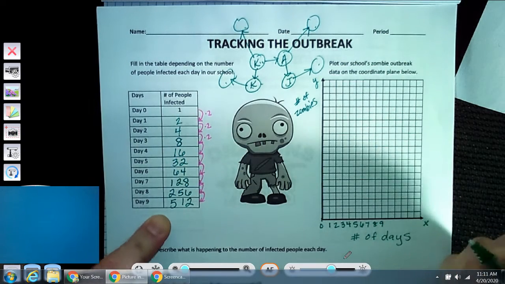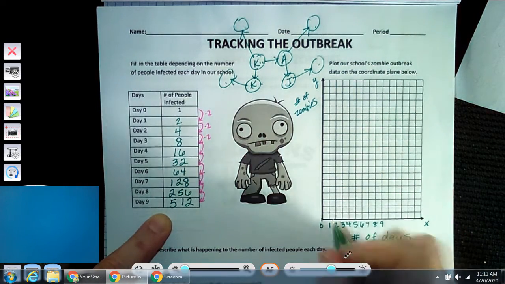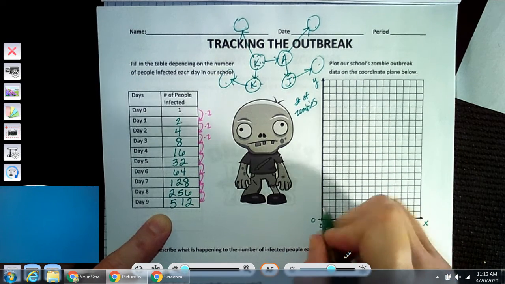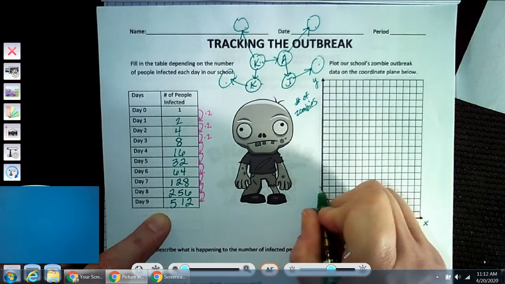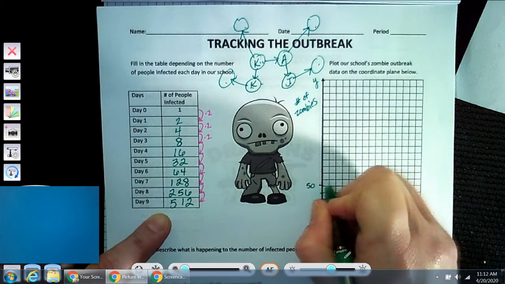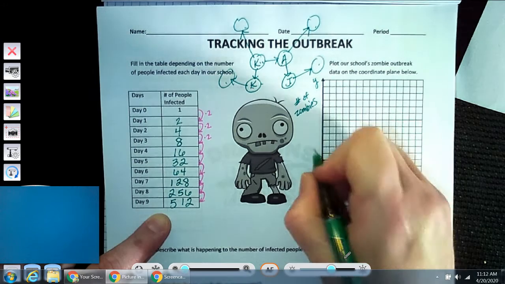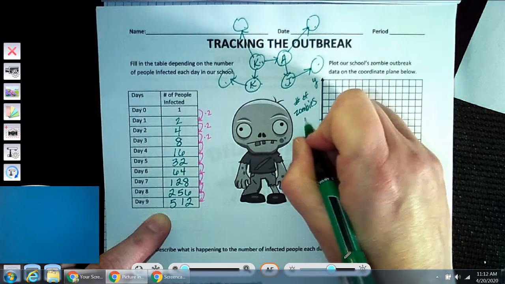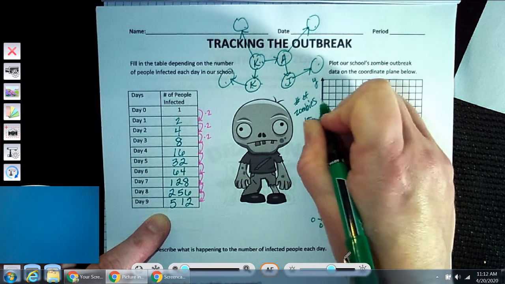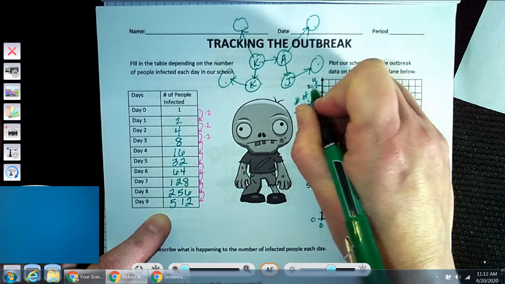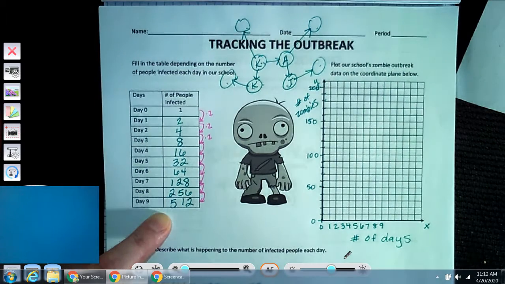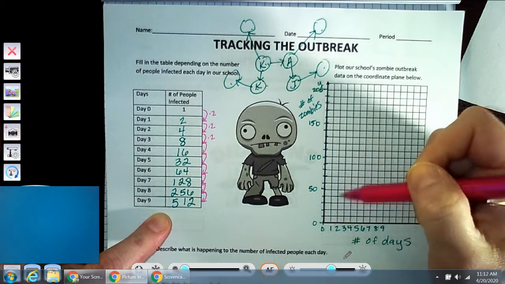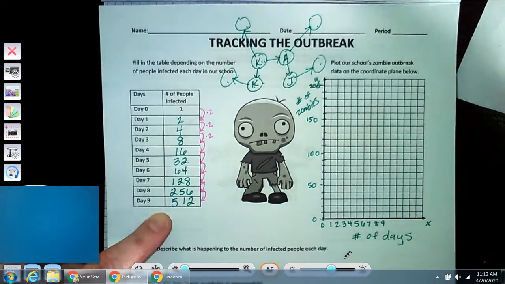Let's go by 10. That's not going to get us quite all the way up to the 512, but let's go 0, 10, 20, 30, 40, 50, 60, 70, 80, 90, 100, 150, 200 right up here. Okay. Now, if you did this on your own without going through the video, you might have used different numbers on the axes, and that's okay.